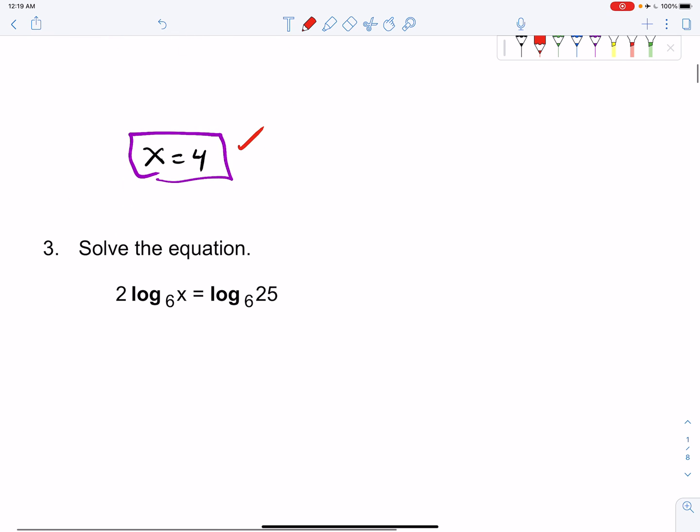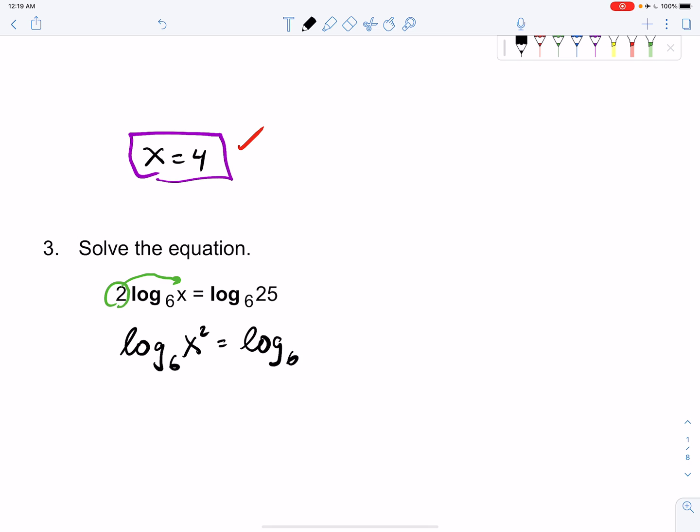Keep it going here. Okay, so next one, number 3, solve the equation. So what we need to do is apply our rule that the log of a power can be written with the exponent out front, or in reverse. So this is now going to be log base 6 of x to the second power equals log base 6 of 25.